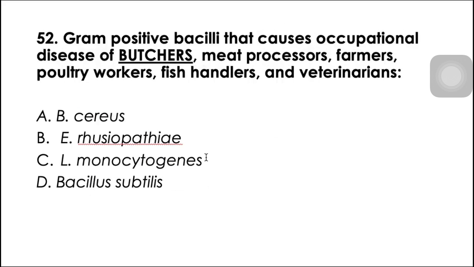Number 52, gram-positive bacilli that cause occupational disease of butchers, meat processors, farmers, poultry workers, fish handlers, and veterinarians. So this one is also called the butcher's disease. We have letter B, Erysipelothrix rhusiopathiae. Erysipelothrix rhusiopathiae is the only H2S producer among all the gram-positive bacilli. So this one is H2S positive. This is the one causing erysipeloid. So again, don't confuse erysipeloid with erysipelas. Erysipelas is caused by Streptococcus pyogenes group A, while erysipeloid is caused by Erysipelothrix rhusiopathiae. Again, the only H2S producer among all the gram-positive bacilli.